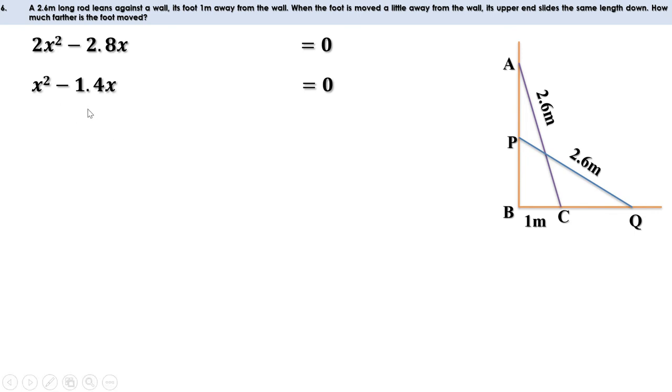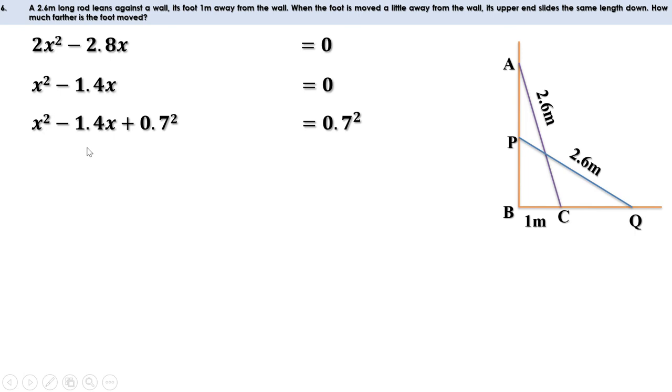Now this is not a perfect square. What shall we add to make it a perfect square? Let us look at the coefficient of x. It is minus 1.4. Let us take the number without sign, that is 1.4. Half it, we get 0.7. Square it, we get 0.7 square. So when we add 0.7 square here, it becomes a perfect square. When we add 0.7 square here, we have to add 0.7 square on the right side of the equation also. So adding 0.7 square on both sides, we can write x square minus 1.4x plus 0.7 square equals 0.7 square.